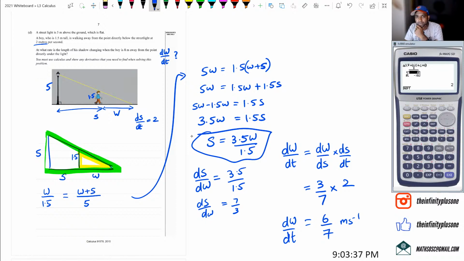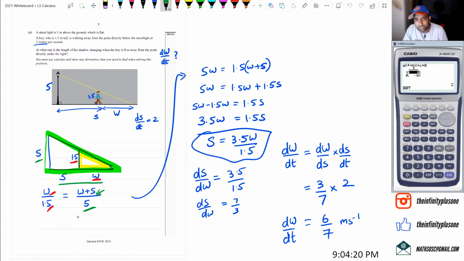Yeah, Joseph, that's pretty much the idea. The yellow triangle is similar to the green triangle, so that basically means that you can write base divided by height. The ratio of base divided by height is equal to the same ratio for the other triangle's base divided by height. If you look at it, that's what I did here. So the W ends up being here, divided by 1.5 ends up being here. It's the same ratio as this whole thing, which is W plus S, divided by 5 there.